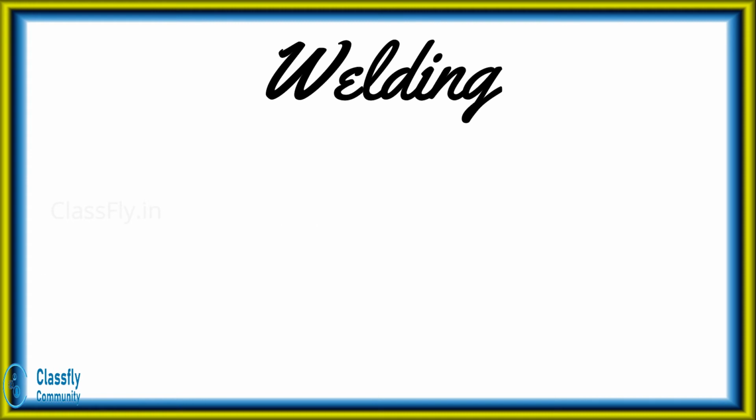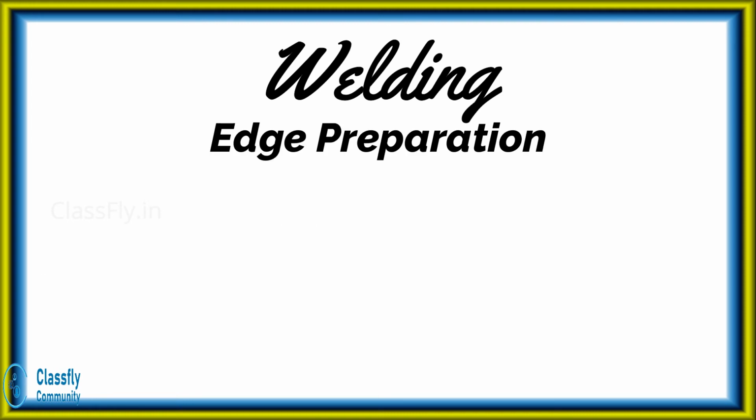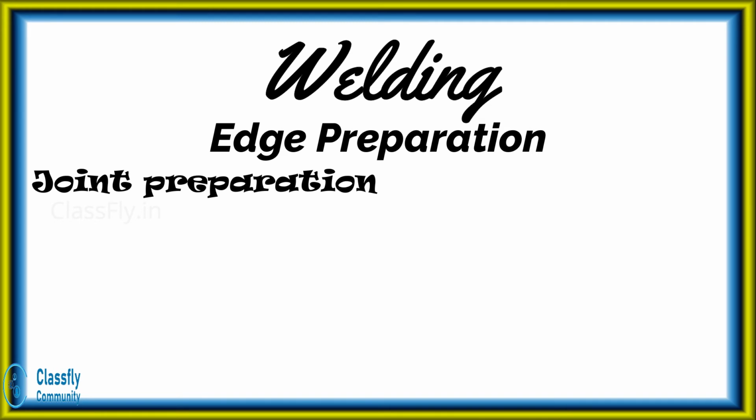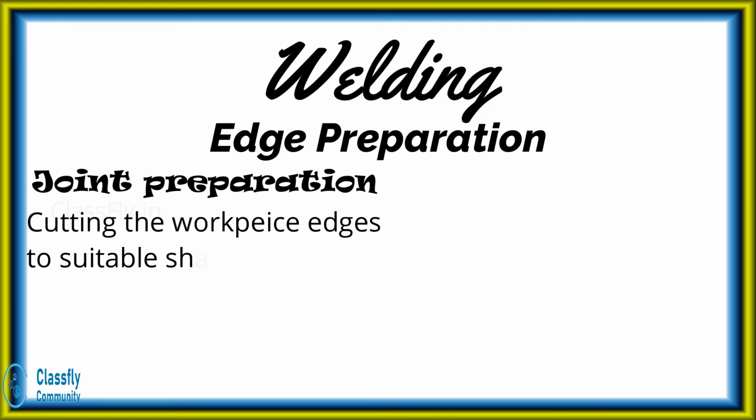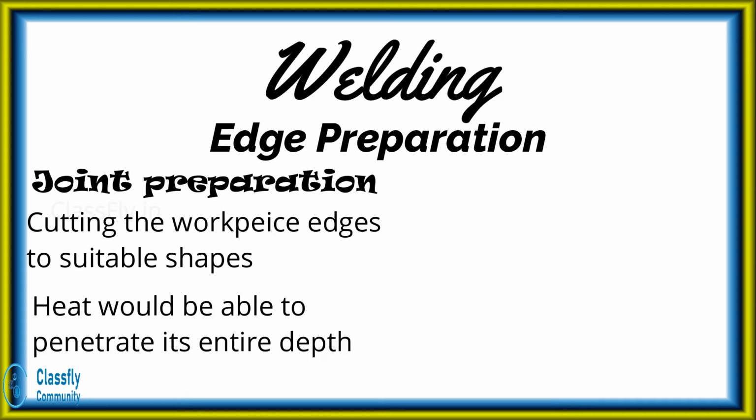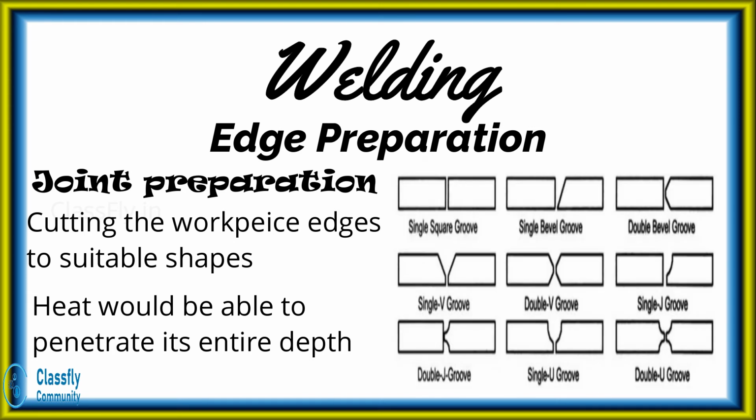Next, we move on to the edge preparation. Well, before the actual welding process, the workpieces are prepared in order to get a sound weld. First, the joint preparation. Well, this involves cutting the edges of the two workpieces to a suitable shape. This is done in order for the heat to be able to penetrate to the entire depth of the workpiece. Different types of joints are shown in the figure below.